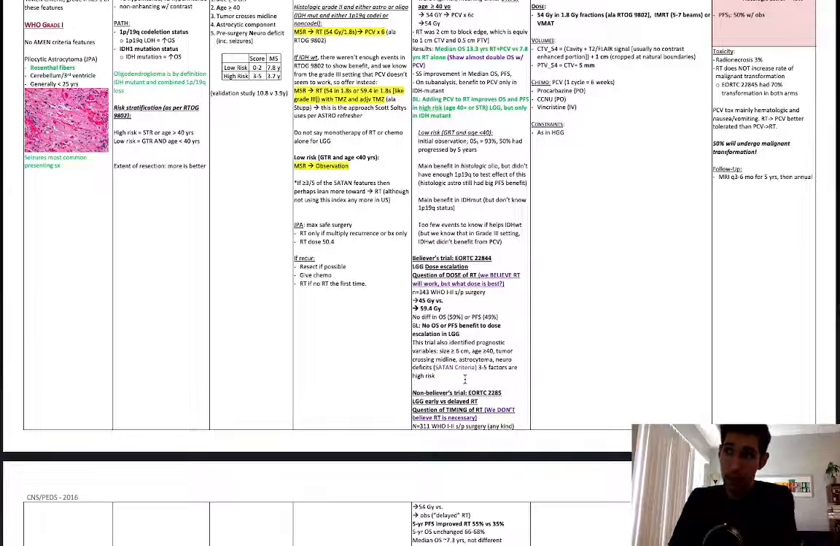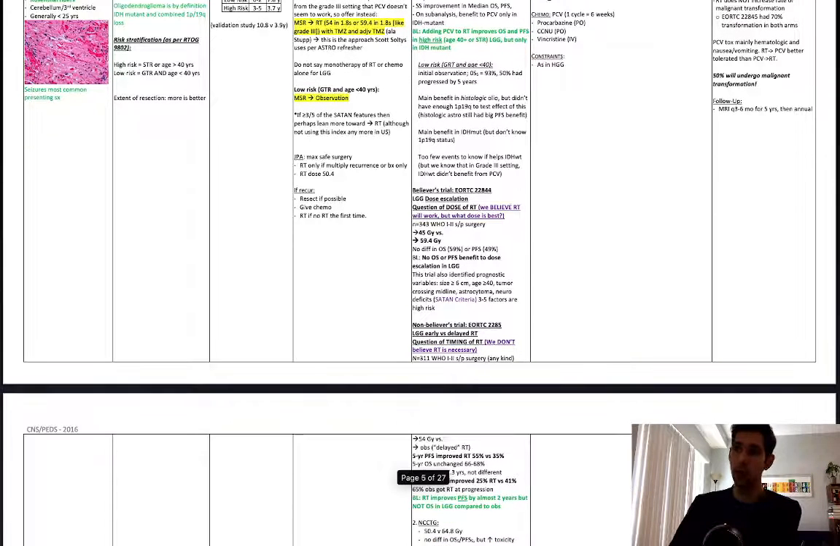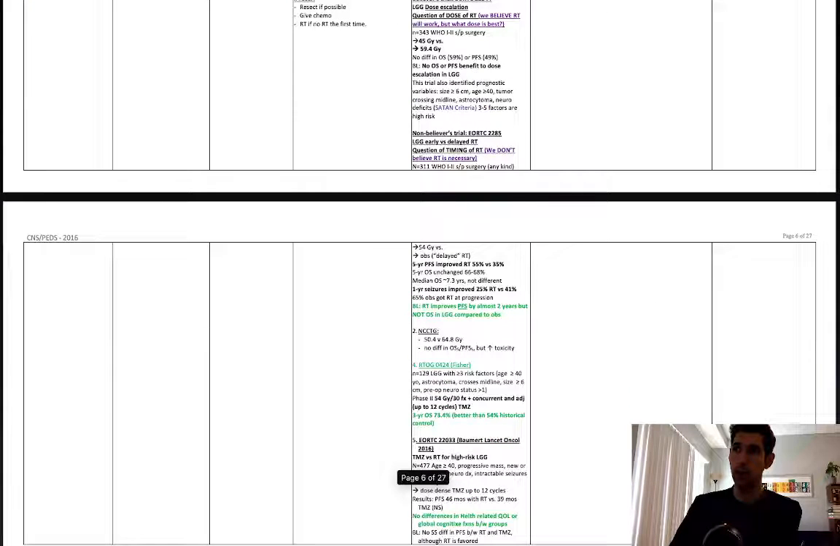The non-believers trial, EORTC 2285, low-grade glioma, early versus delayed radiation. This is a question of timing of radiation. So non-believers is we don't believe radiation is necessary immediately thereafter. Again, believers is we believe in radiation, just what dose is best. Is it 45 gray or 59.4? There's no difference in overall survival or progression-free survival. Non-believers is we actually don't even know if radiation is required.